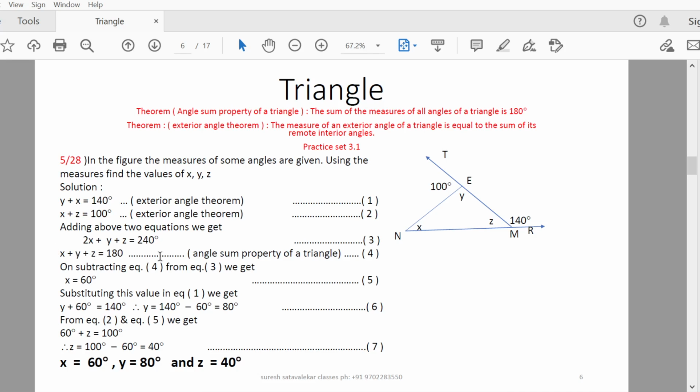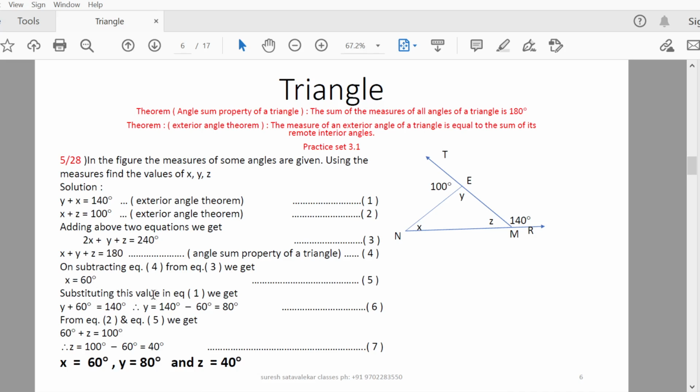So we got two equations. Now on subtracting equation 4 from equation 3, here we are having x plus y plus z, here 2x plus y plus z. So 2x minus x will remain x only, y and y will cut, z and z will cut. 240 minus 180 is 60. So we got the value of x as 60 degrees. This we are giving as equation number 5.